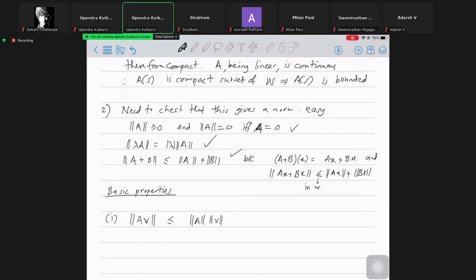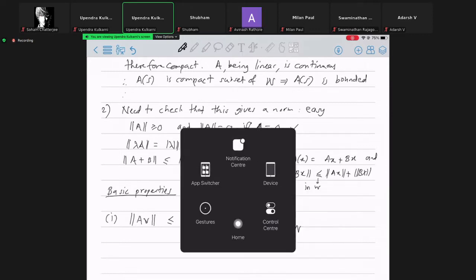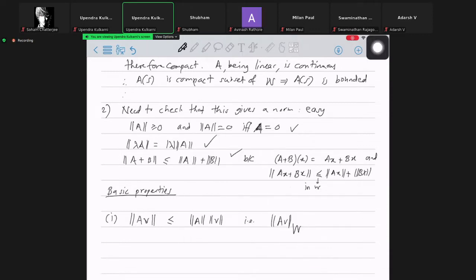So let's just write a subscript over here to understand what's going on. So this norm is in W, and on the right hand side, when I take this A, that is the operator norm, that is in L, and the norm of small v, that is in the vector space. Okay, so we have to keep the meaning a little straight over here.